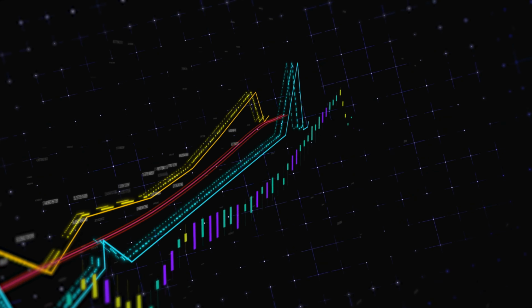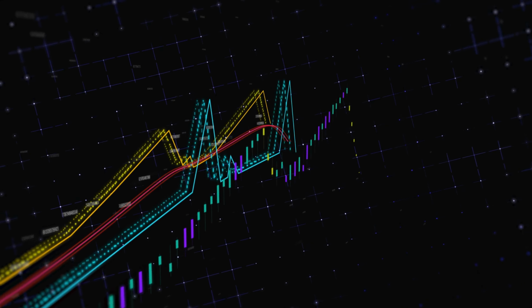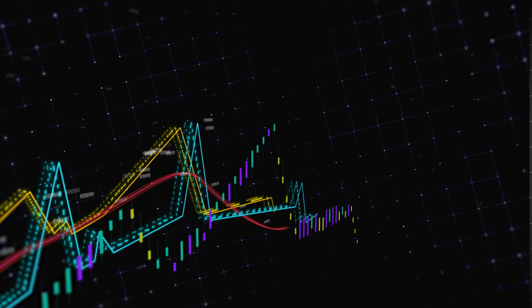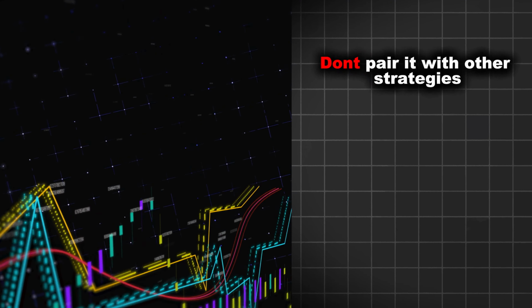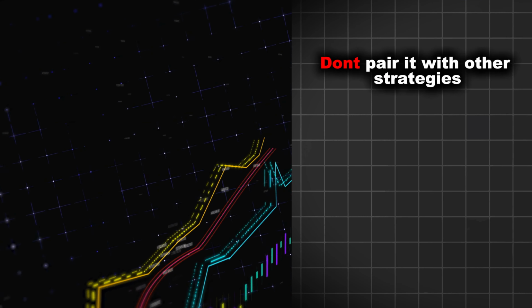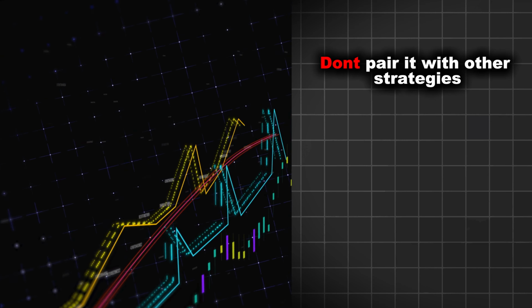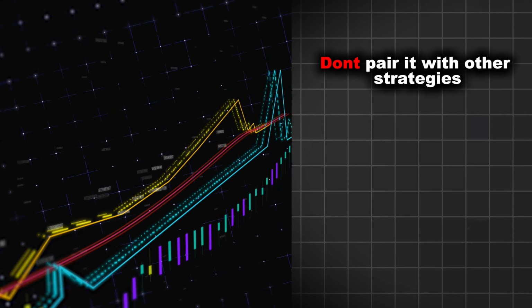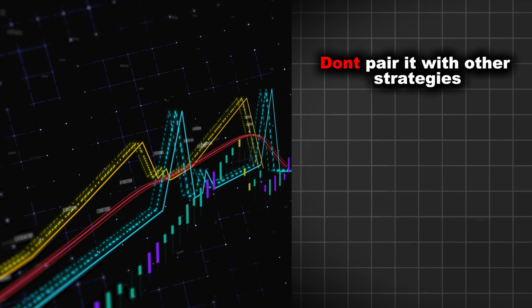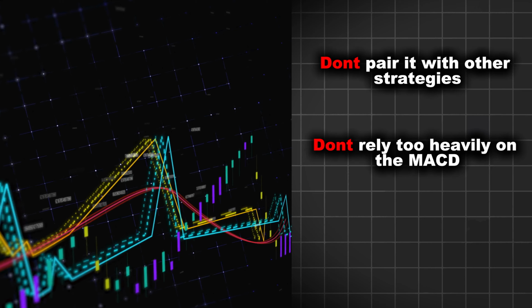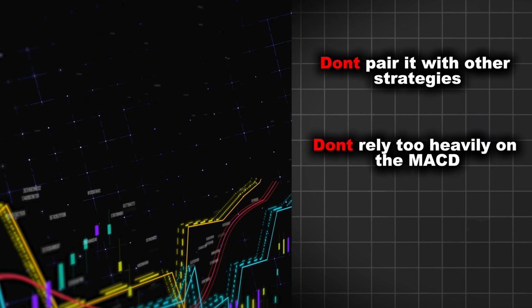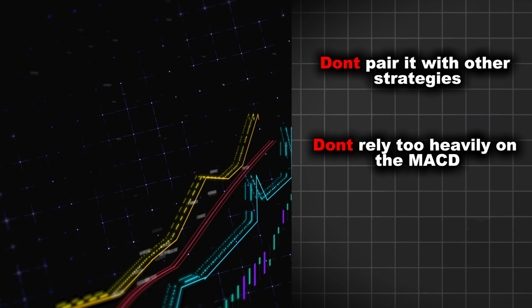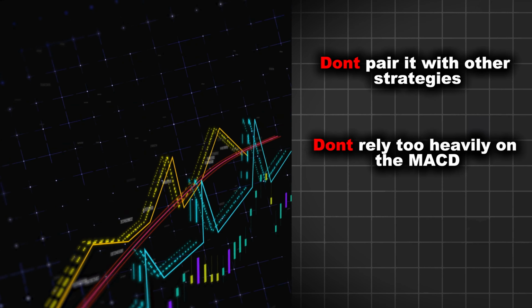But here are some things to keep in mind about the MACD indicator. If you decide to trade using the MACD, resist the urge to pair it with any other strategies. This could leave you more confused than ever and cause you to lose money. Use the MACD and pair it with a simple entry strategy. Now, this may sound counterintuitive, but don't rely only on the MACD. A lot of traders do this and it messes up their win rates. Heavy reliance on the MACD will actually end up hurting your profitability.